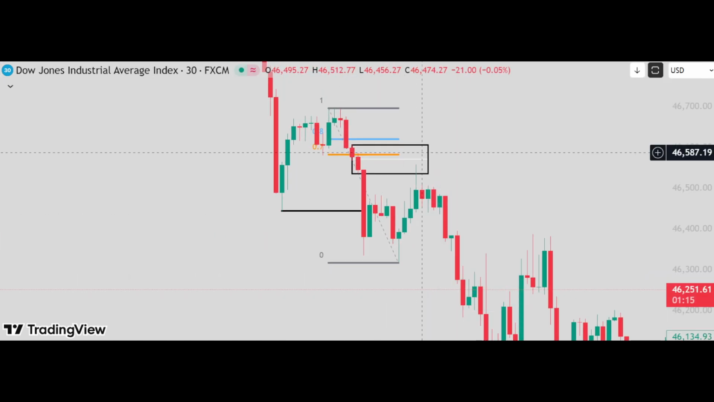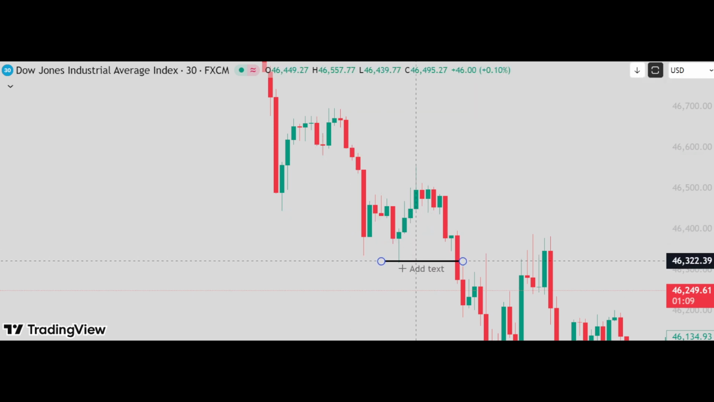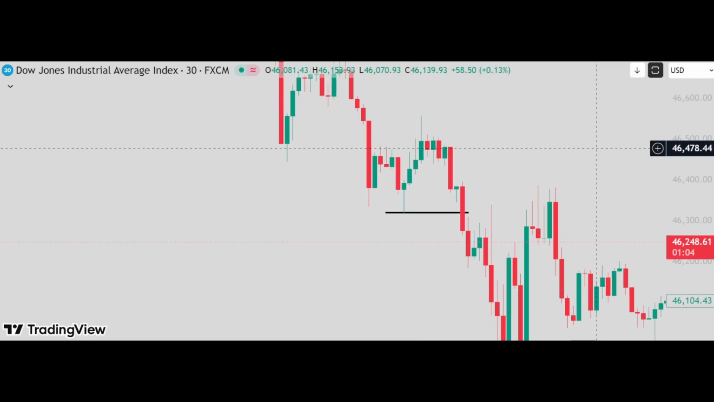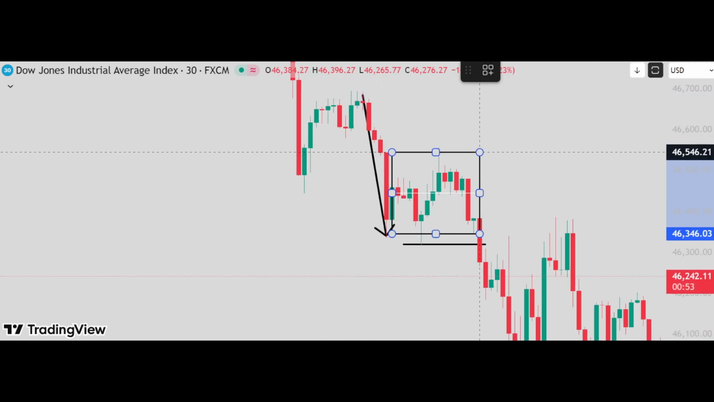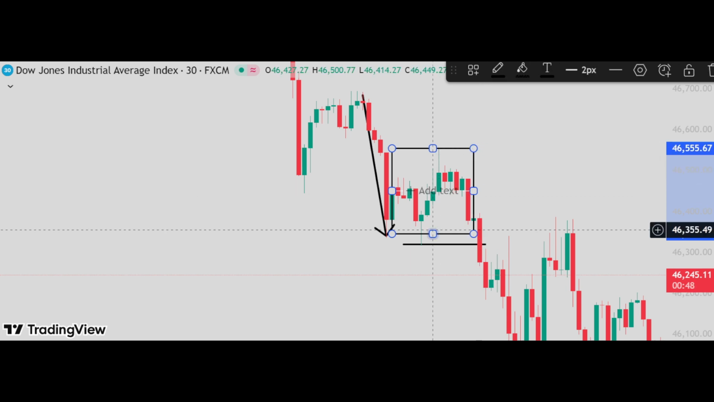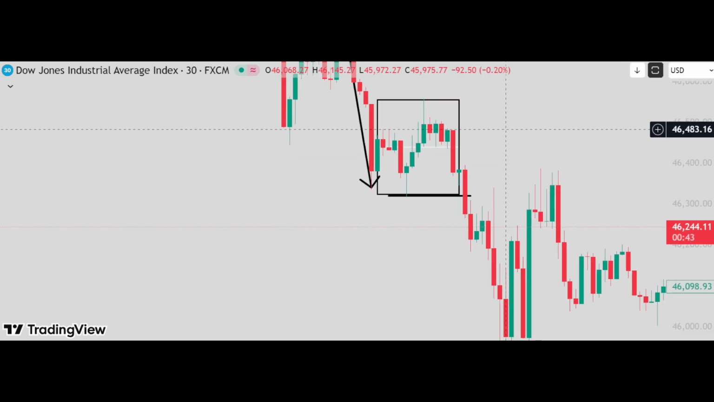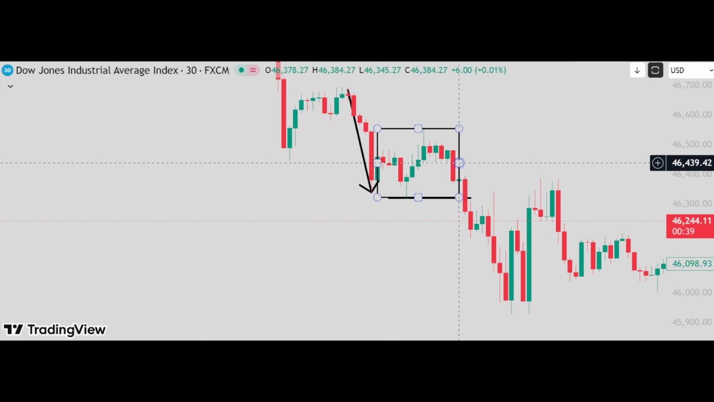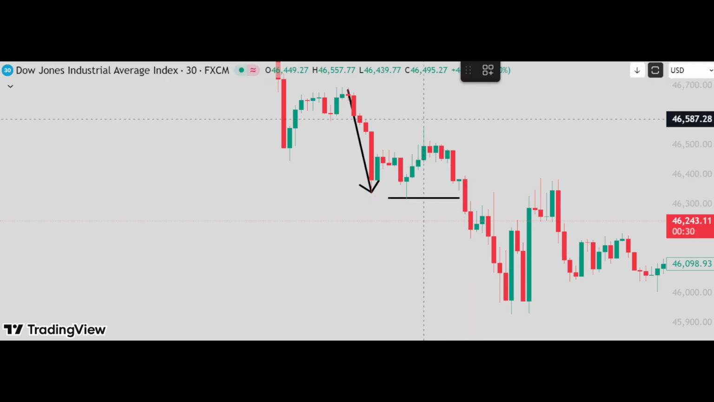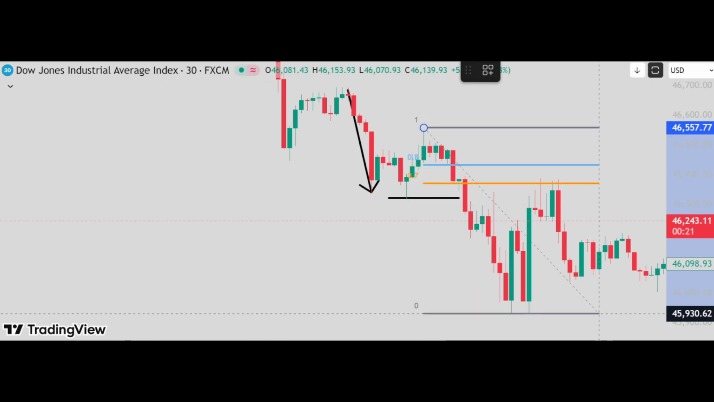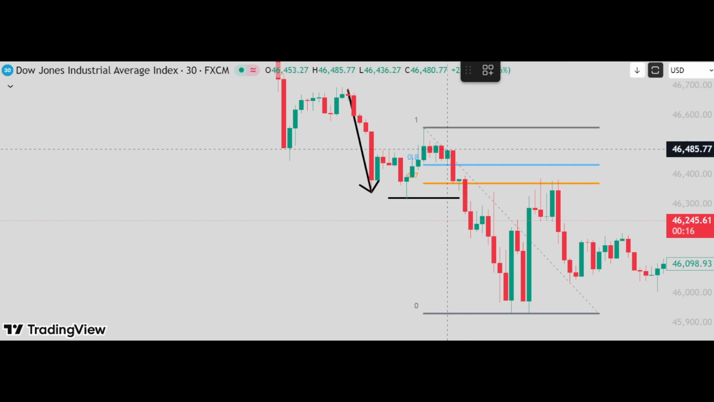Same thing happened. Let me remove this. We have another break of structure. As you can see, what happened here, we have expansion, we have a consolidation around here. As you can see, after consolidating, price broke structure again. Now what we will do is simple. After break of structure, we mark the high to low like this, so you can see better. We have 2 points of interest.